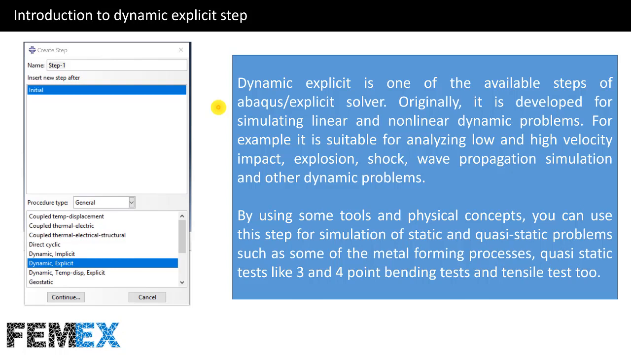Originally, the dynamic explicit step is developed for simulating linear and nonlinear dynamic problems. For example, it is suitable for analyzing low and high velocity impact, explosion, shock, wave propagation simulation, and other dynamic problems. By using some tools and physical concepts, you can use this step for simulation of static and quasi-static problems, such as some of the metal forming processes, quasi-static tests like 3 and 4 point bending tests, and tensile tests too.